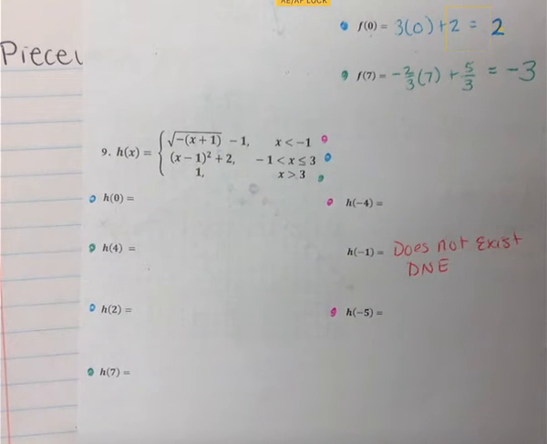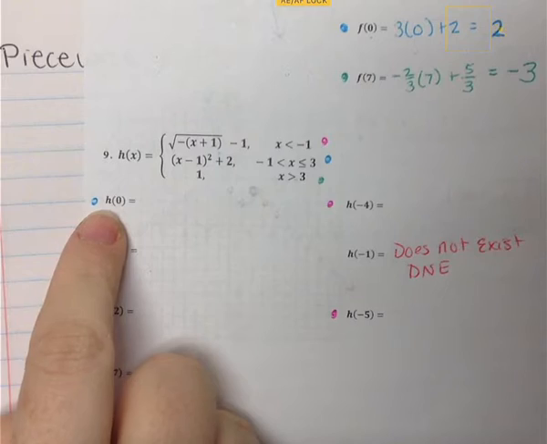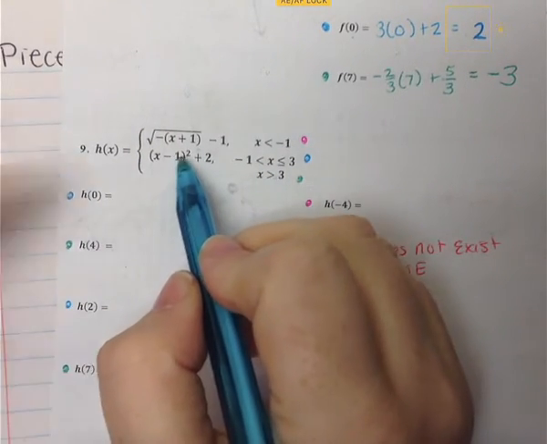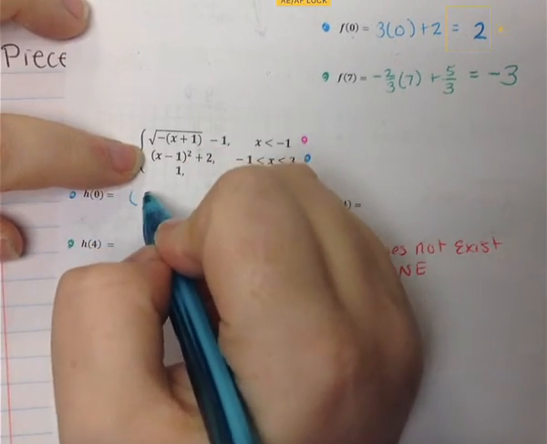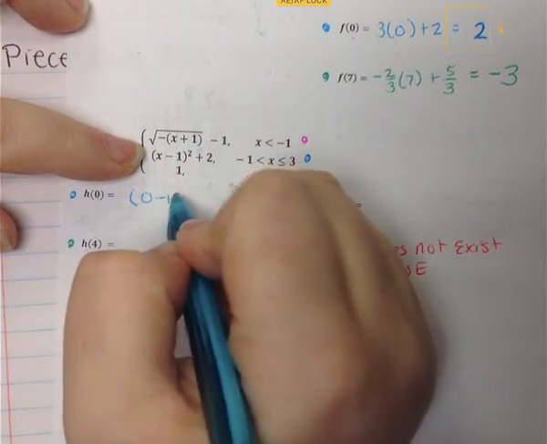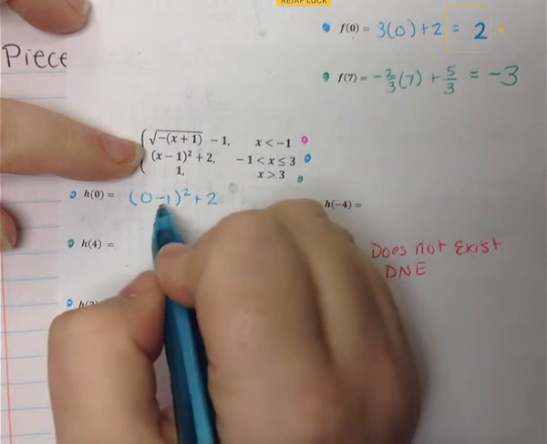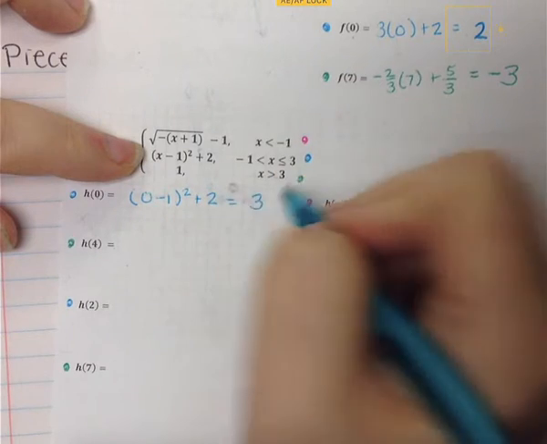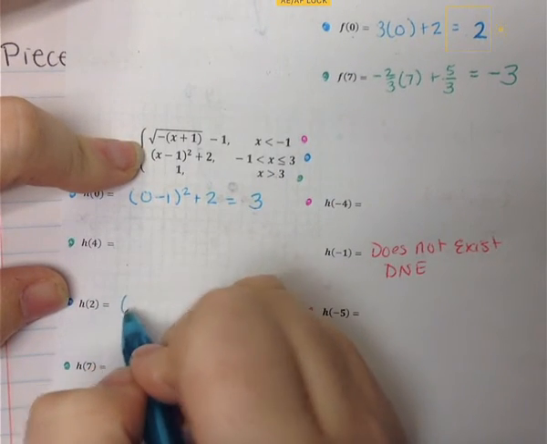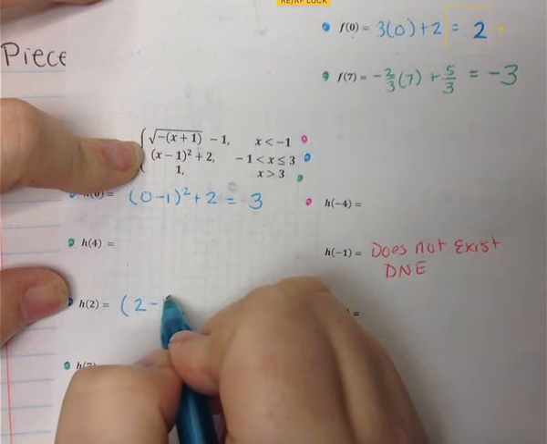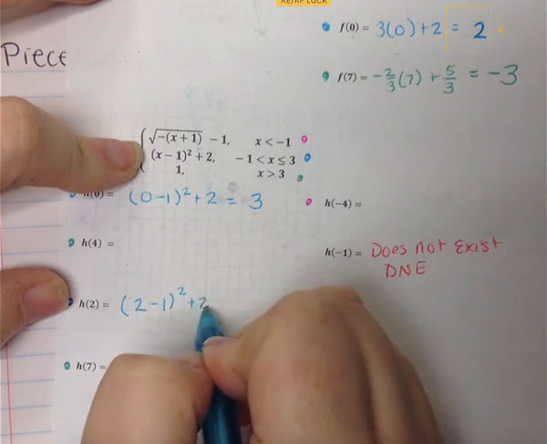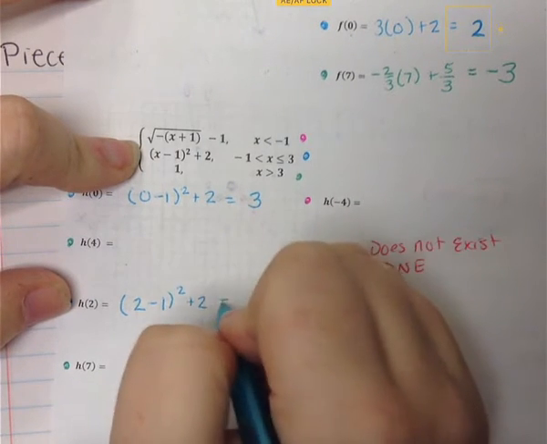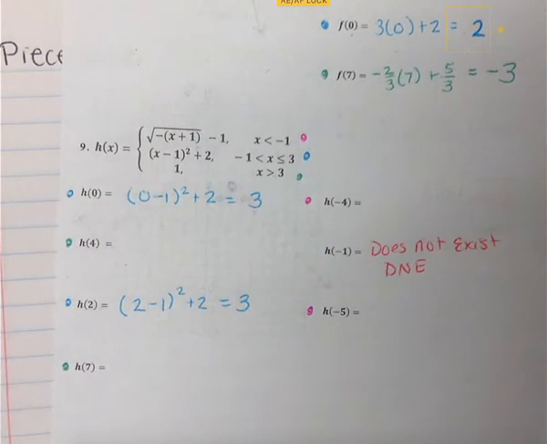Let's go and do, I'll do all the blues first. So the blues go into this equation. So parentheses, 0 minus 1, parentheses squared, plus 2. That's negative 1 squared is 1, plus 2 is 3. Do the same thing here, so I'll have parentheses, 2 minus 1, parentheses squared, plus 2. So again, 2 minus 1 is 1, squared is 1, plus 2 is still 3. Those are all the blues.